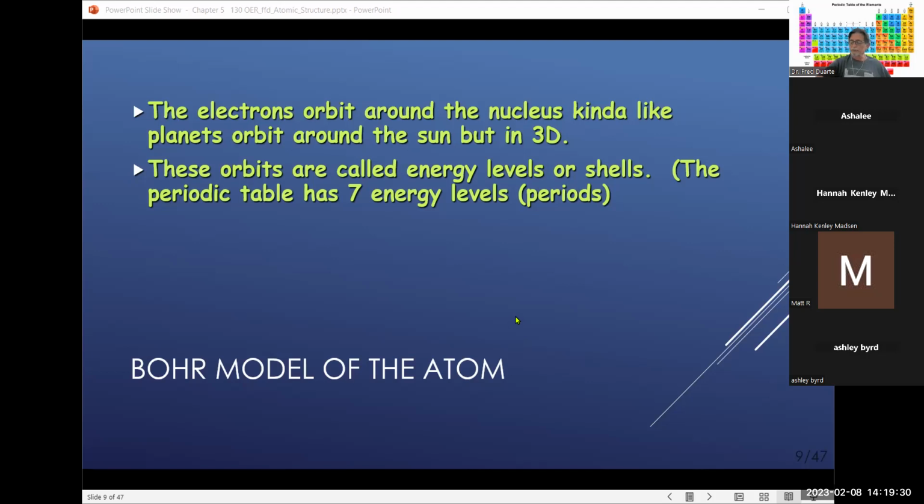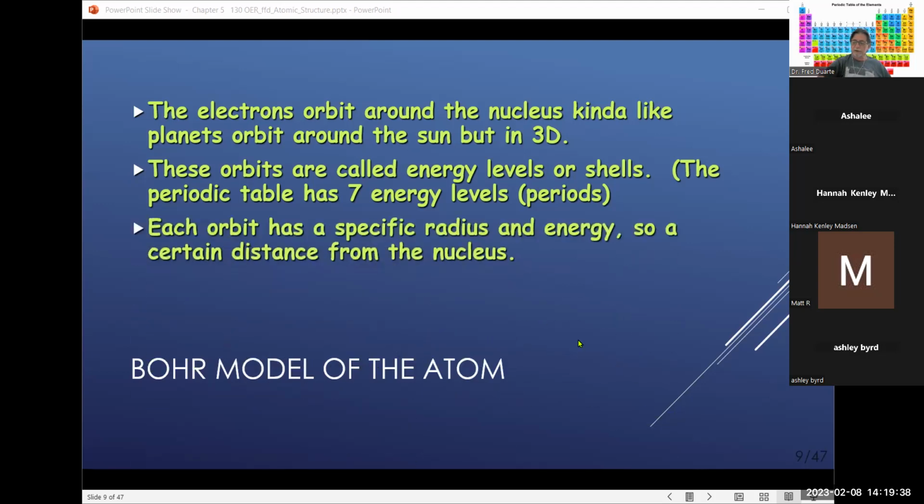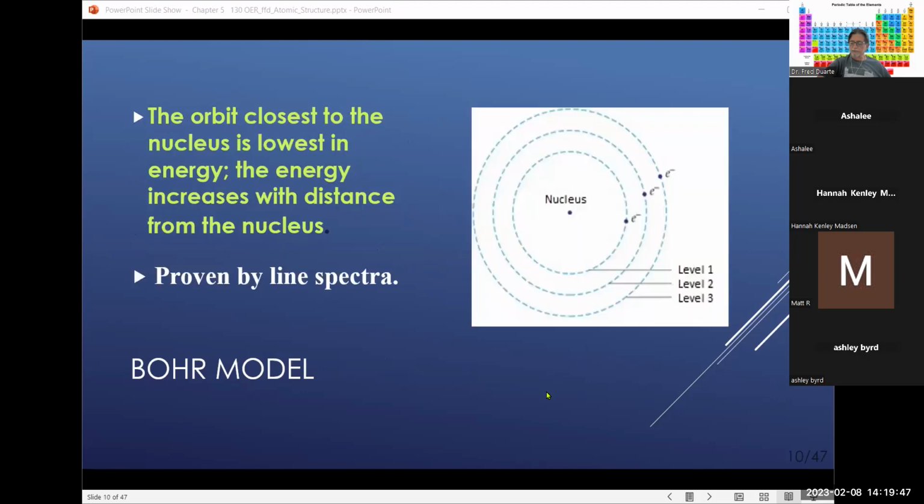It's all about electrons, but specifically, it's all about the electrons on the outermost shell. That's where all the action happens. Each orbit has a specific radius and a specific energy. It's denoted as follows, where we have the nucleus, and then these dotted circles represent the orbits where electrons exist, energy level 1, 2, 3, etc.